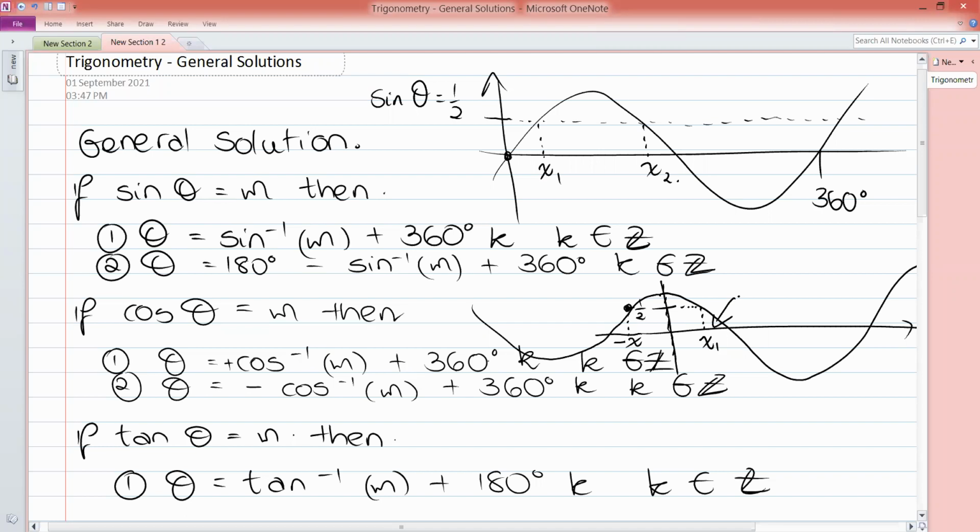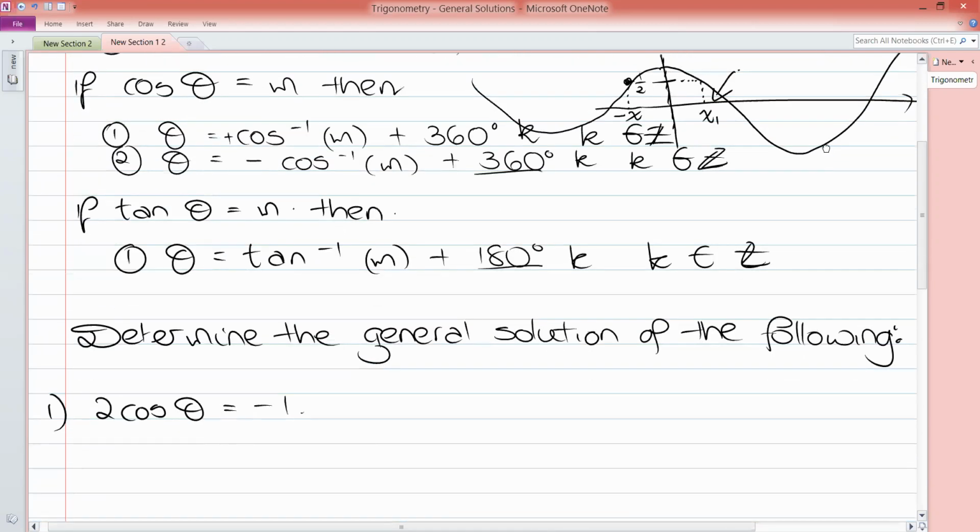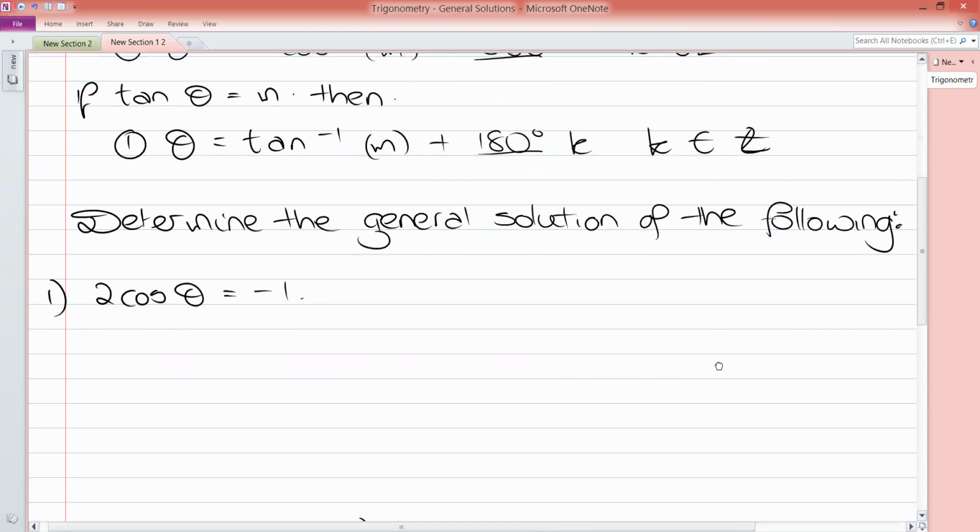Now your tan is the only one that's going to have one general solution. Now, the only thing different is that for your cos and your sine graphs, the period is 360. For tan, however, it's 180. Okay. Right, let's look at this first one.